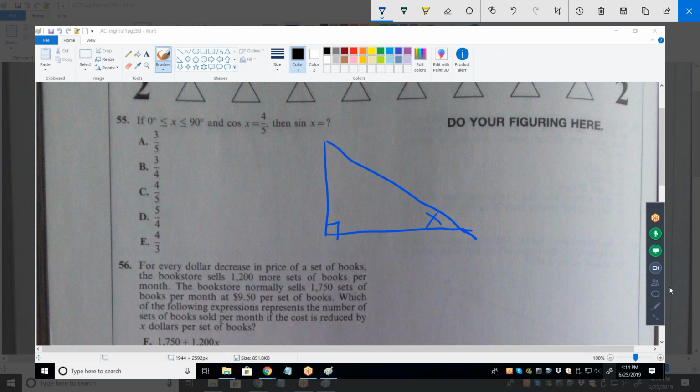Now what's the next step? Label the cosine. So the side adjacent to x. This gives you enough information to label 2 out of the 3 sides of that triangle. So which one can I label? You're going to label the side adjacent to x as 4 and the hypotenuse as 5. Now figure out the third side. And the third side is 3.